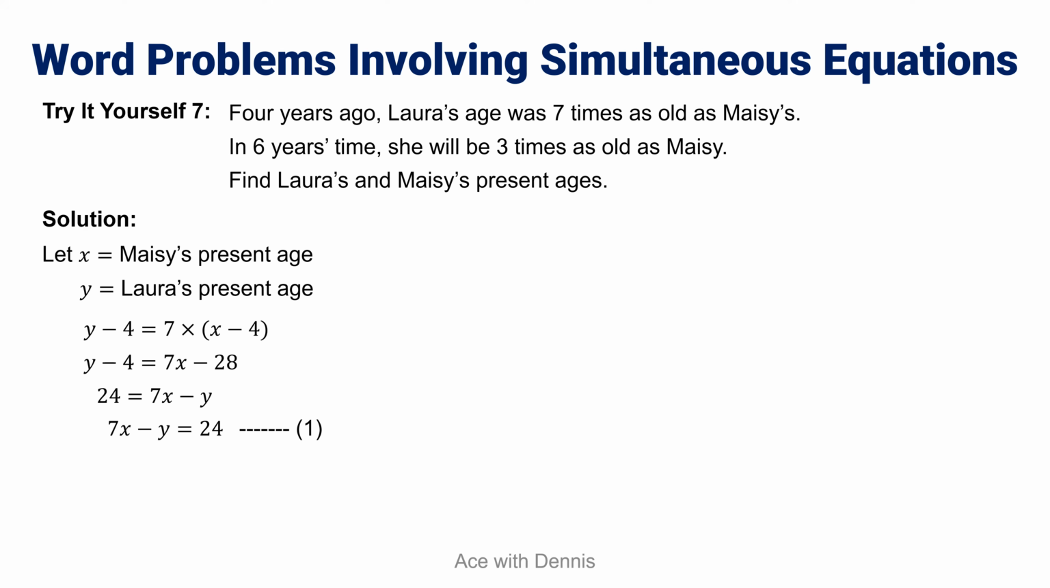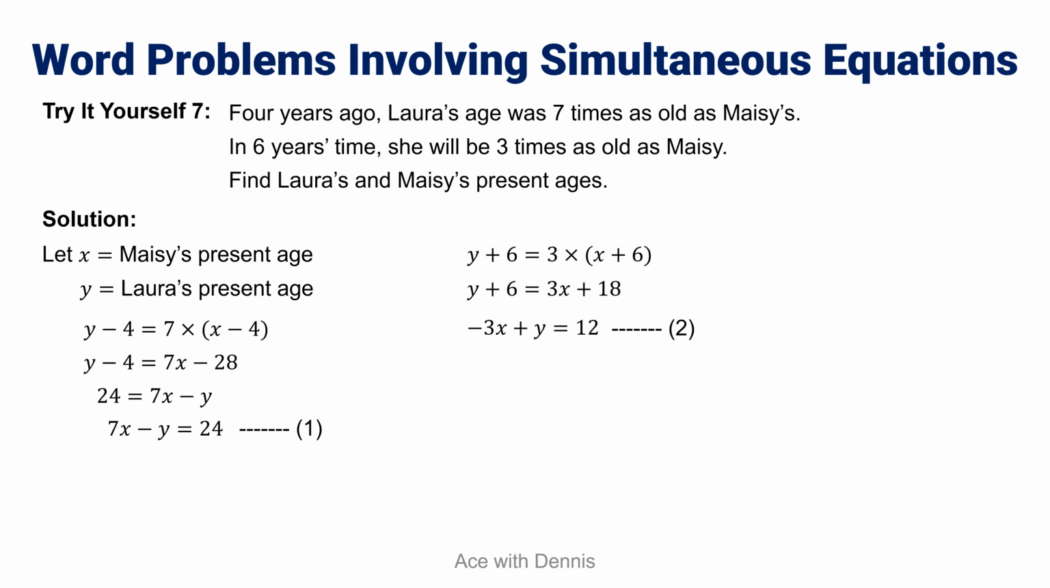And then the second sentence, in 6 years' time, she will be 3 times as old as Macy. The equation becomes y plus 6 equals 3 times bracket x plus 6. Expand the bracket, we have y plus 6 equals 3x plus 18. Then rearrange the equation. Negative 3x plus y equals 12. And I label this as equation number 2.